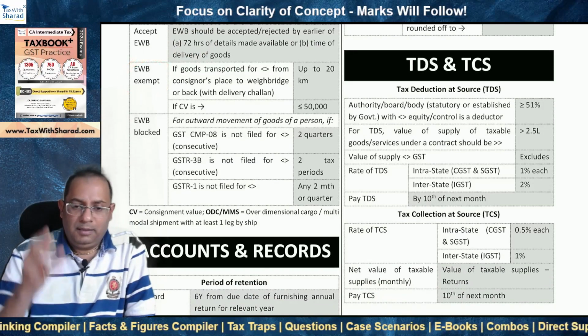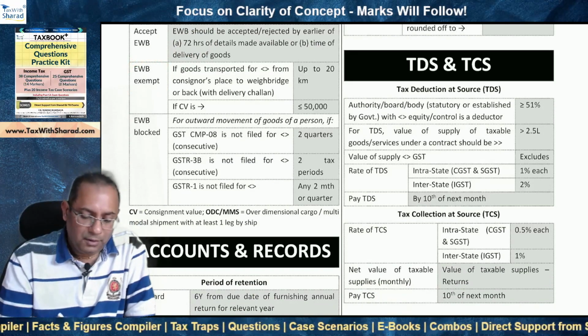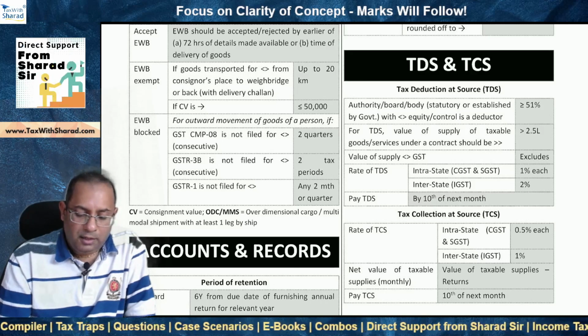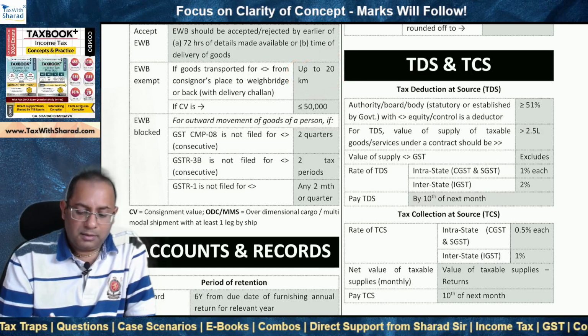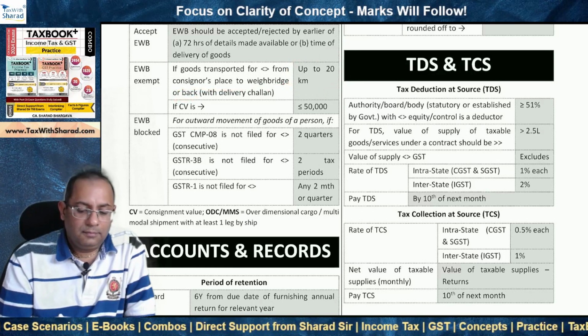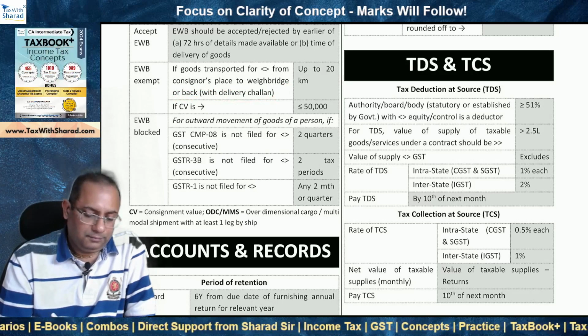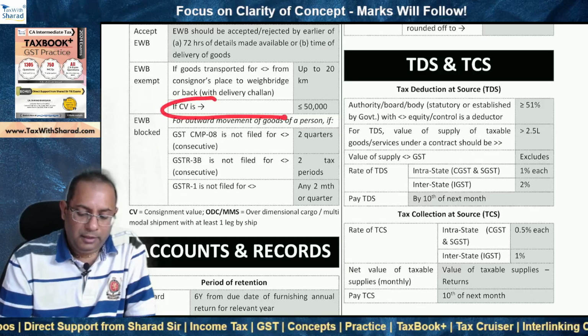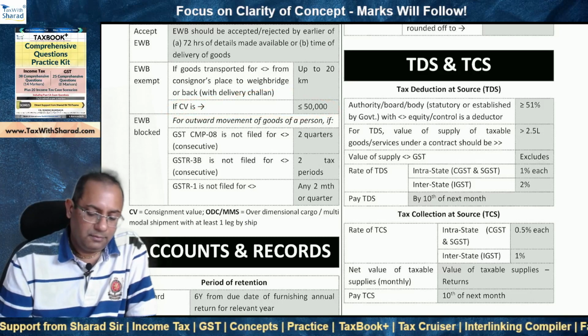E-way bill is exempt in certain cases. These are listed, and 2 of them are given here. If goods are transported for up to 20 kilometers from consignor's place to the weighbridge or back with delivery challan, e-way bill is not required. It is also not required to be generated if consignment value does not exceed 50,000 rupees.